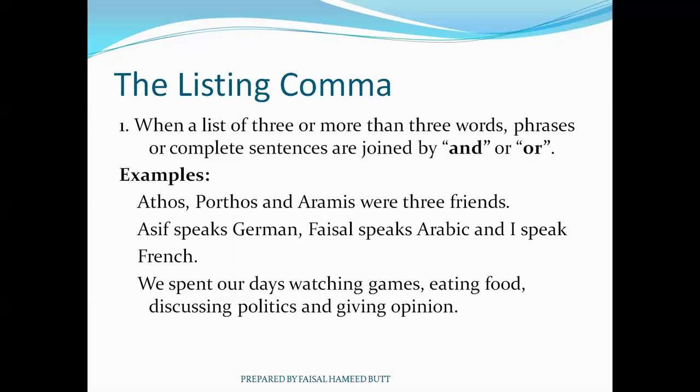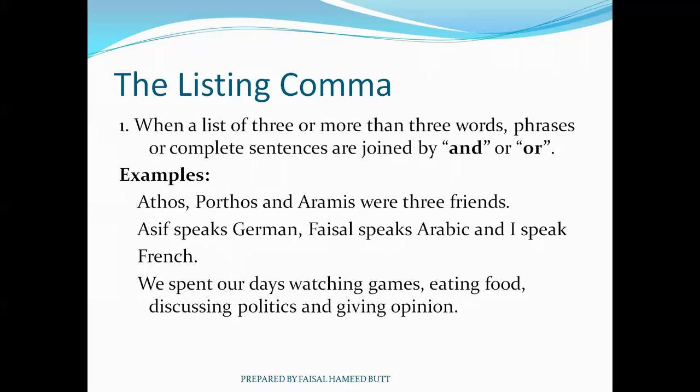And the condition is that the list of words, phrases, or sentences should be joined by either and or or. Normally what we do, before the last word, last phrase, or last sentence, we add either and or or. I have got three examples. In the first example, we can find a list of three persons. Athos, Porthos, and Aramis were three friends. So Athos is one, Porthos is two, and Aramis is three. There are three words, and all three refer to three persons. Before the last one we have added and, and between the first two we have added a comma.